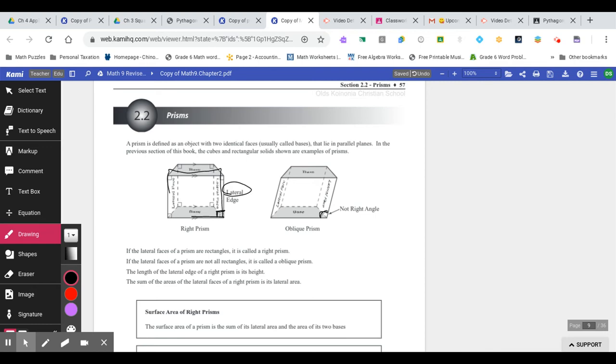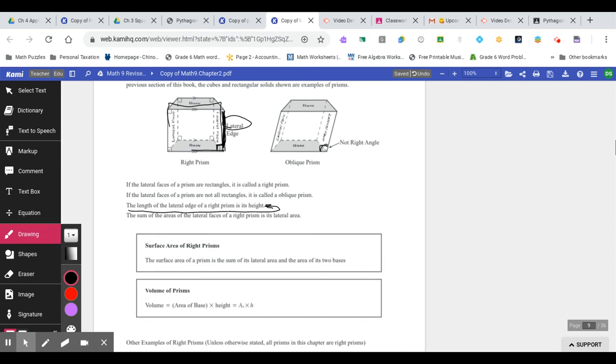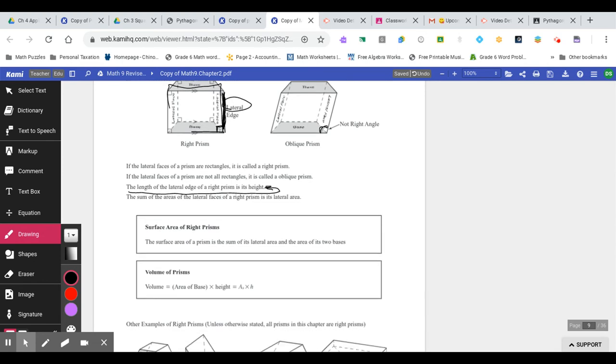The length of the lateral edge of a right prism is its height right there. So the length of this lateral edge there is called the height. And if you were to add up all the pieces that are standing upright, those would be the lateral area, the lateral faces. Again, I'm not sure how many of those words you'll need to know, but we are going to find the surface area of many prisms.